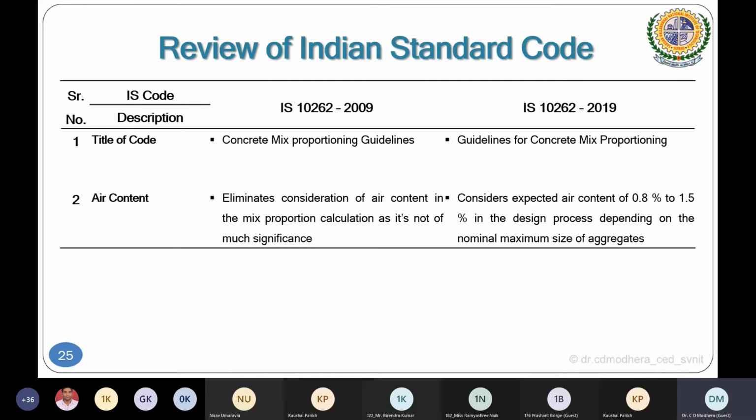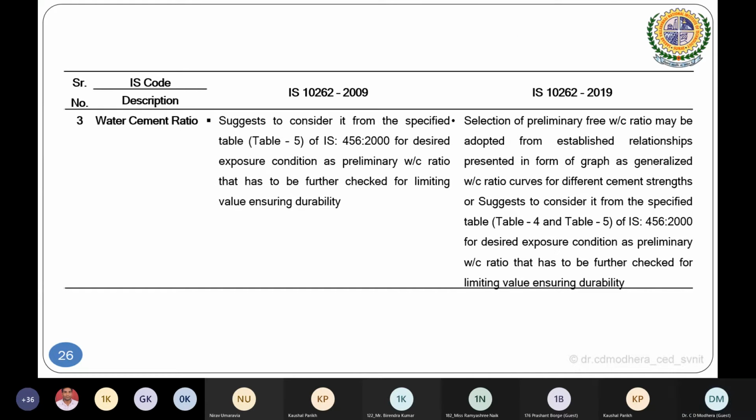But it includes many things. So what is the first aspect? Air content. In 2009, the code did not consider air content in the mix proportion calculation as it was not of much significance, while in 2019 it considers an expected air content of 0.8% to 1.5% in the design process, depending on the nominal maximum size of the aggregate. So I think this is added.